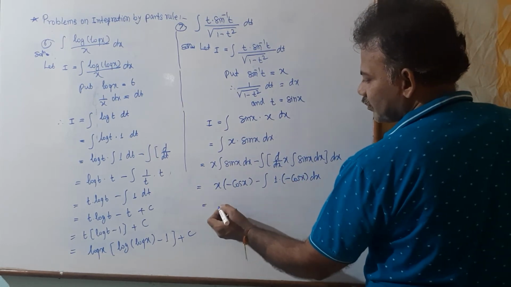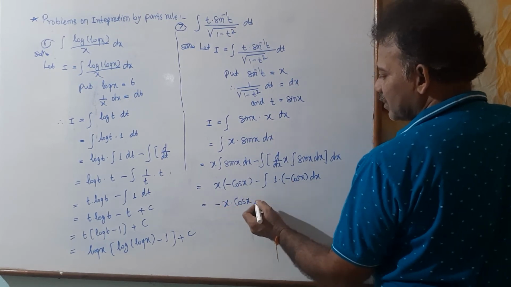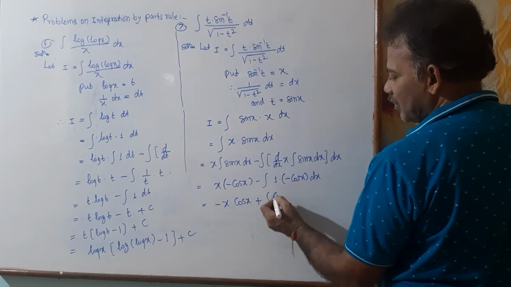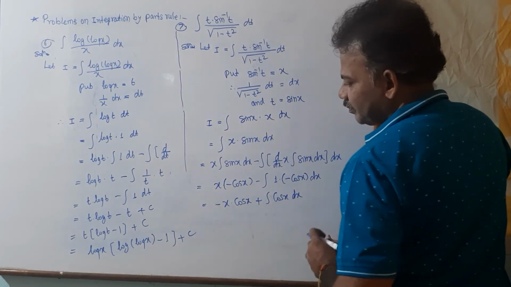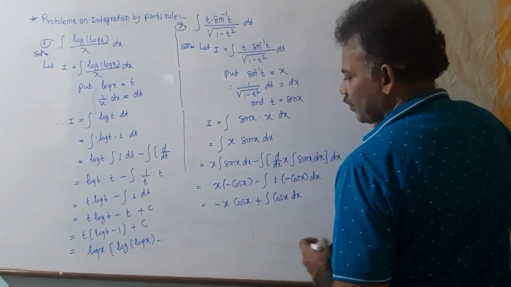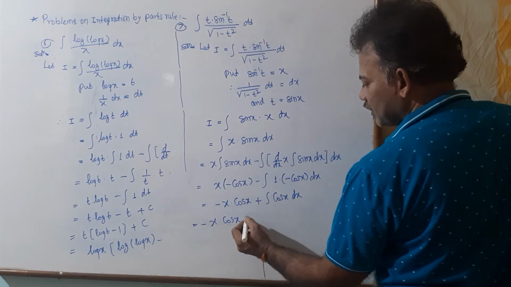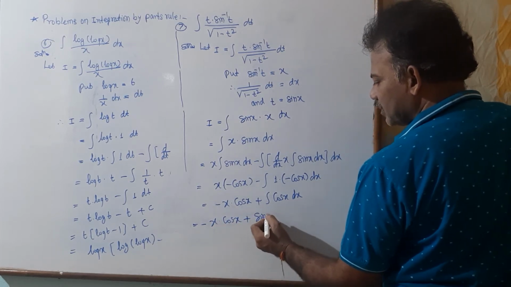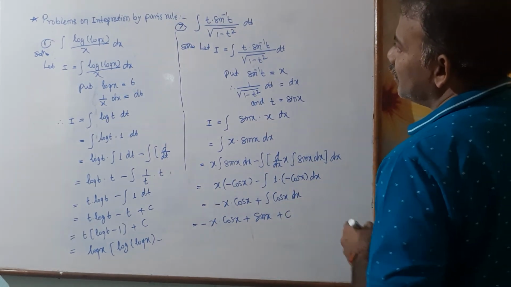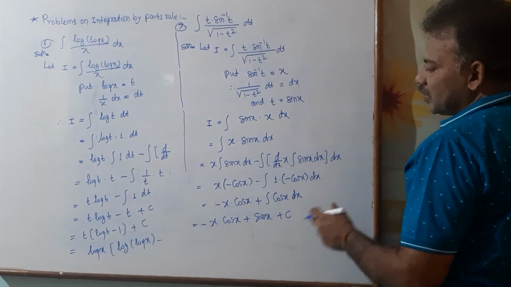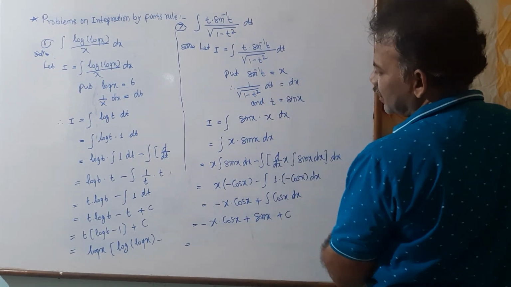So it is equal to minus x into cos x, this minus times minus gives plus, the integral of 1 into cos x, which means cos x dx. So it is equal to minus x into cos x plus the integral of cos x, which is sin x, and write plus c, the constant of integration. But note that the given problem is in terms of t, so the answer must be in terms of t. So we have to replace x by sin inverse t here.